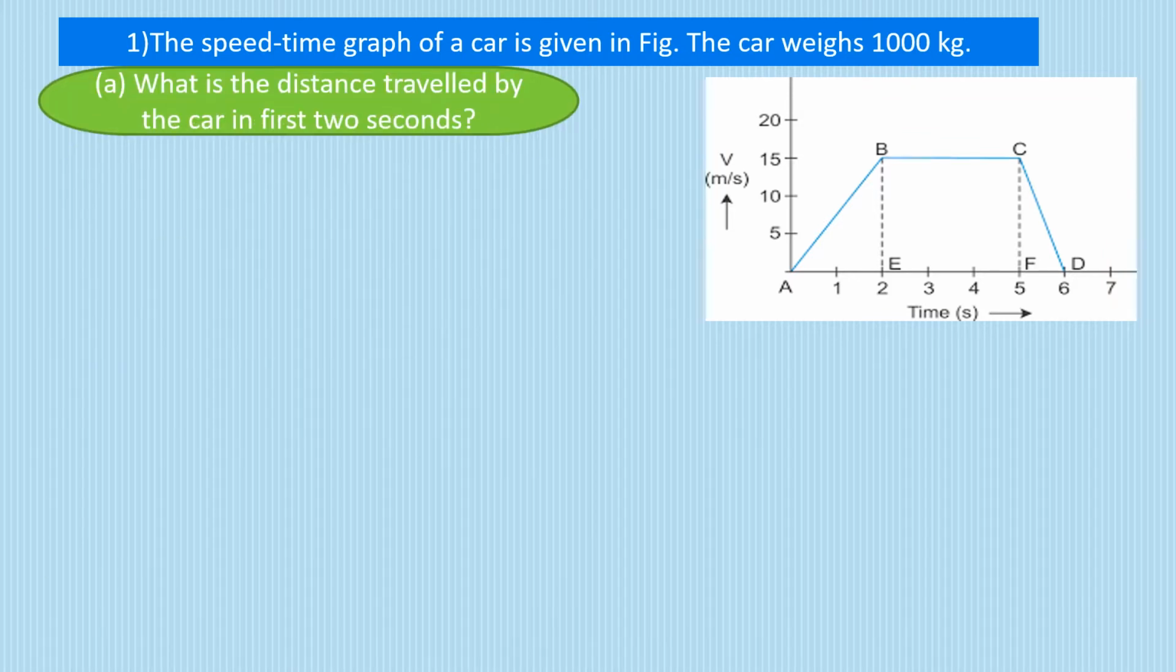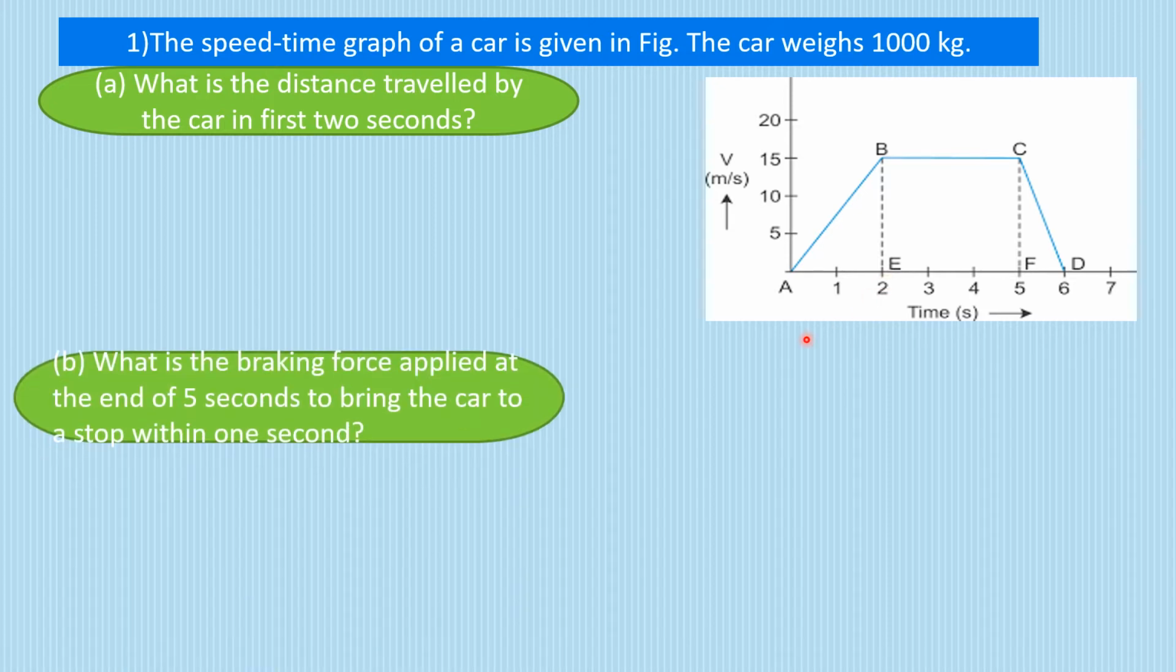Let us see, we have to solve two parts in this question. The first part is: what is the distance traveled by the car in the first 2 seconds. We have to solve this with the help of this graph, and find the distance in the first 2 seconds. That means till point E, what is the distance traveled by the car. And the second is: what is the braking force applied at the end of 5 seconds to bring the car to stop within 1 second. Okay, at the end of 5 seconds. So this was the 5 seconds.